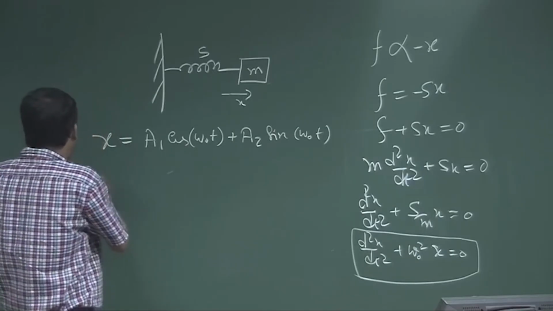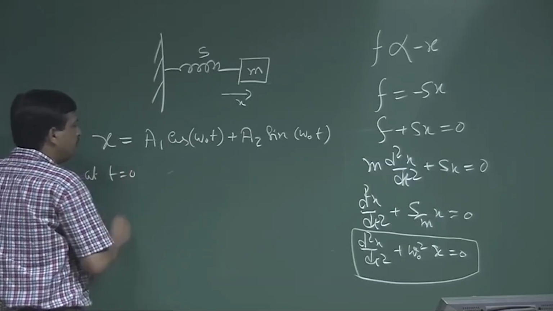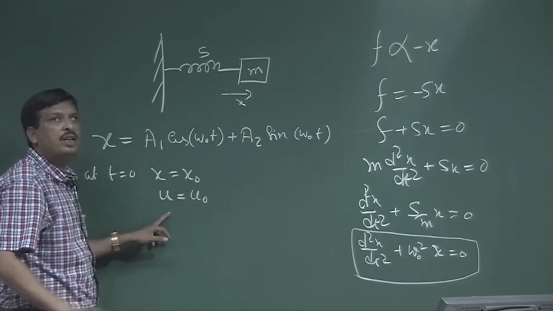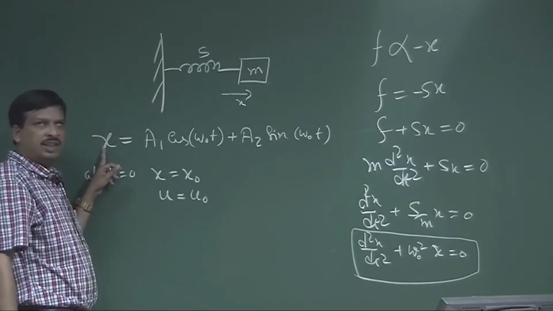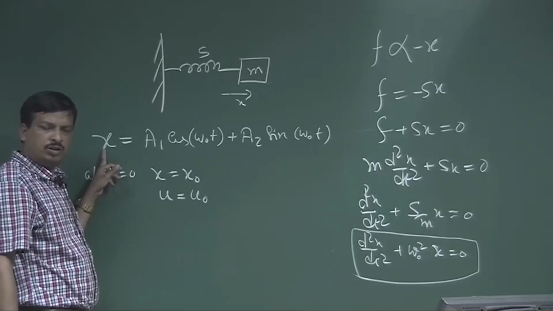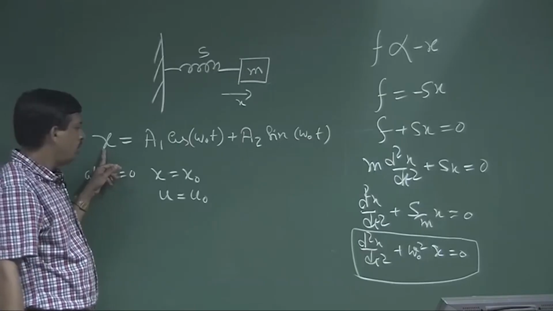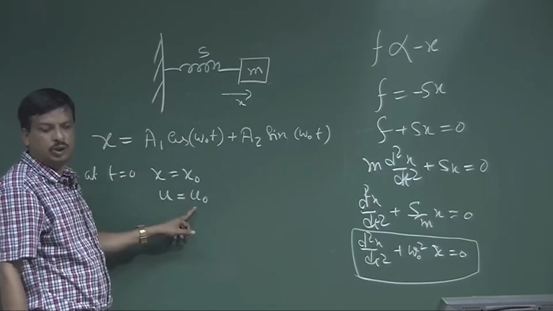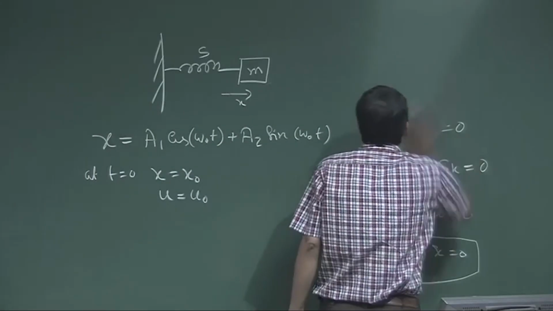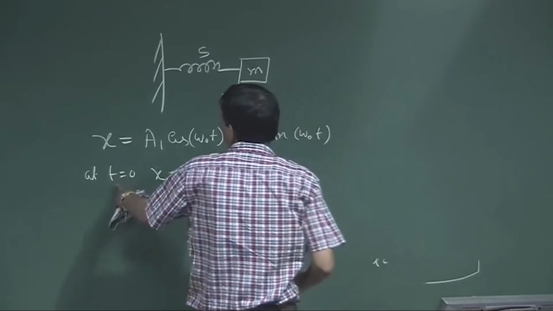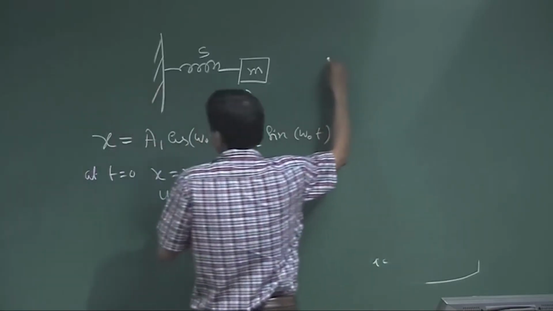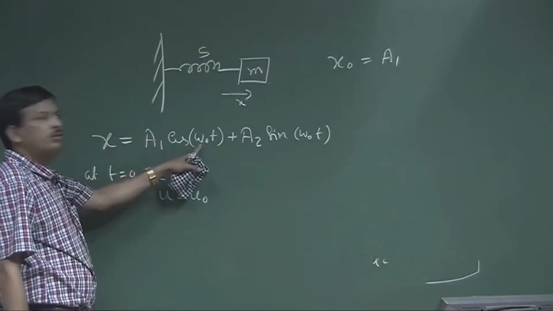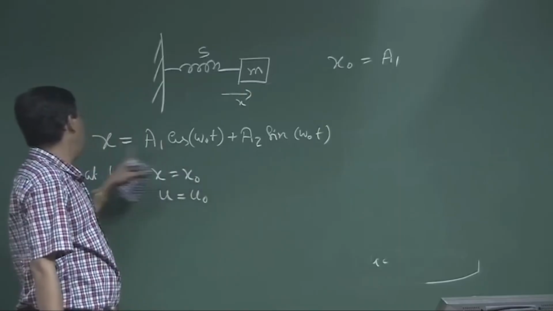What is the initial condition? I say at t equal to 0, x is x0 and u is u0. What is u? u0 is the particle velocity. If displacement is x, dx by dt is the particle velocity, so velocity is dx by dt. So, at t equal to 0, this system has initial displacement x0 and initial speed u0. Then, if I put that in this equation, what will I get? At t equal to 0, x is x0, so x0 is a1, since cos 0 is 1 and sin 0 is 0. So, a1 is x0.